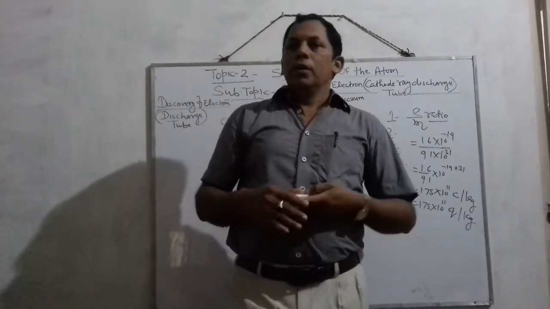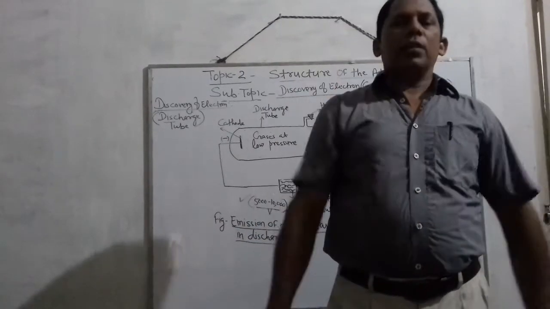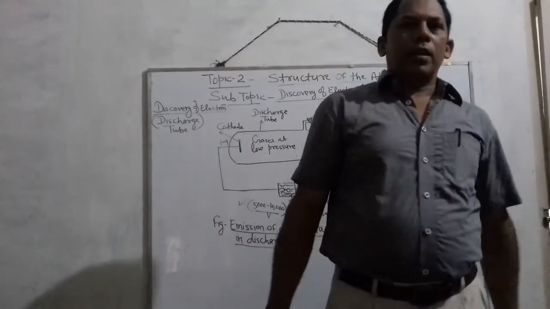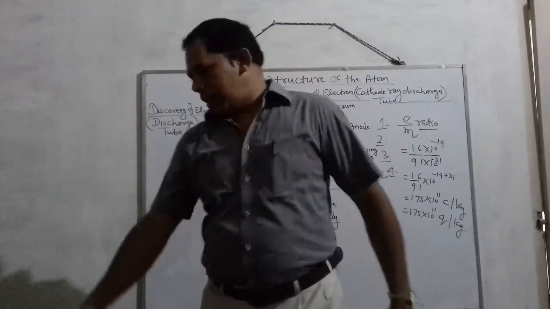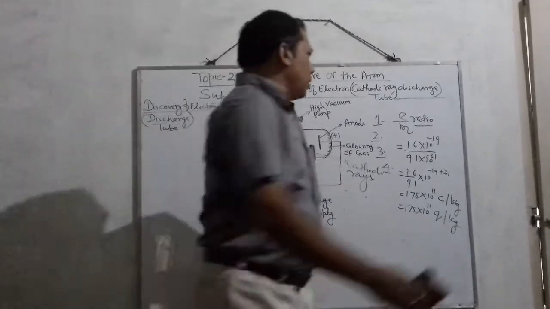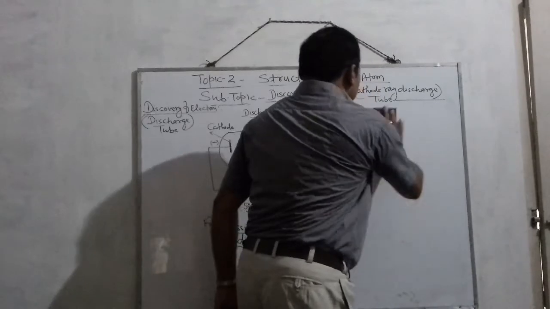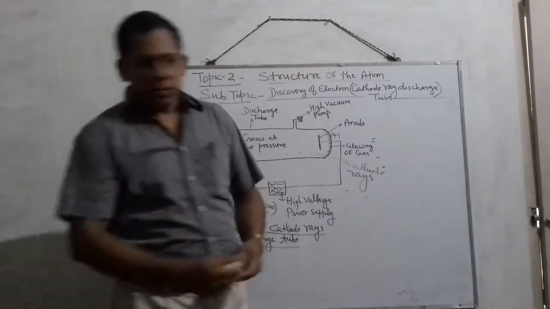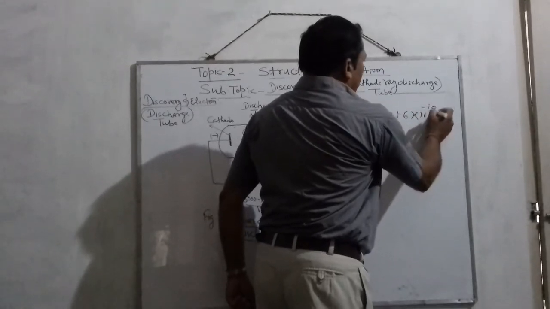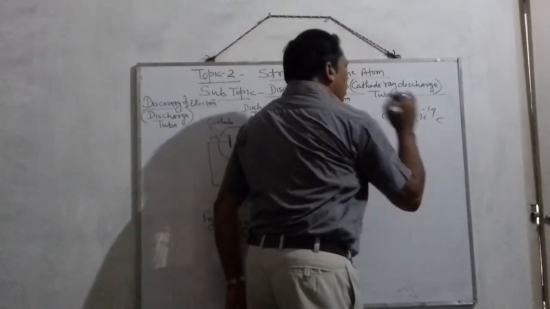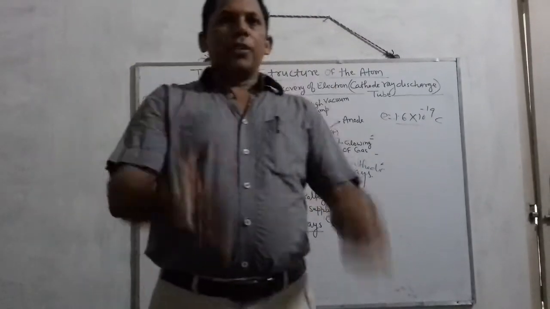Students, the charge of the electron was determined by the physicist Robert Millikan, and he found that the charge of the electron is 1.6 into 10 to the power minus 19 coulomb. But what is the mass of the electron?